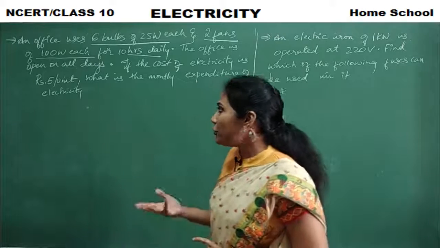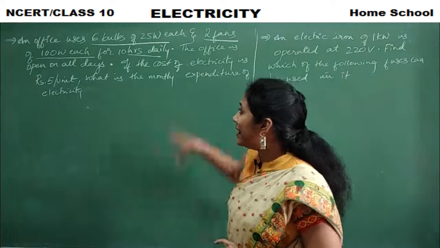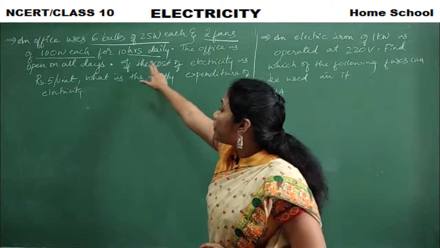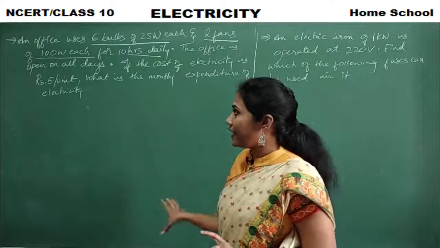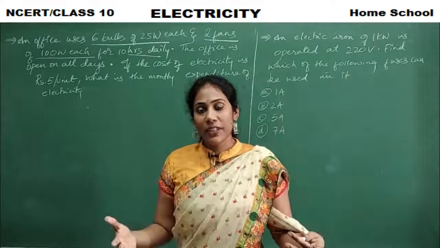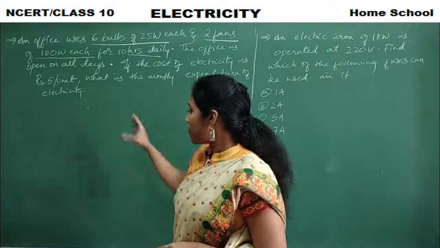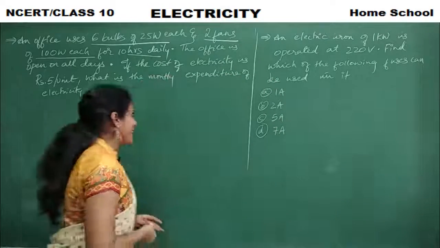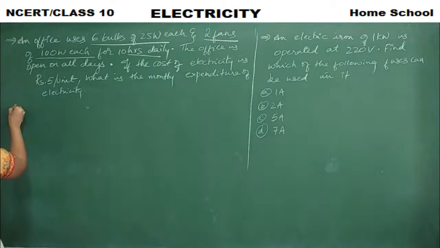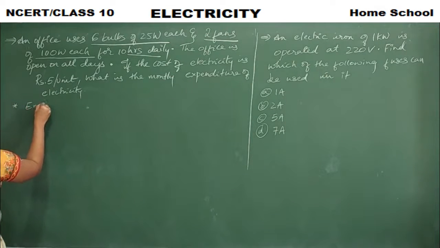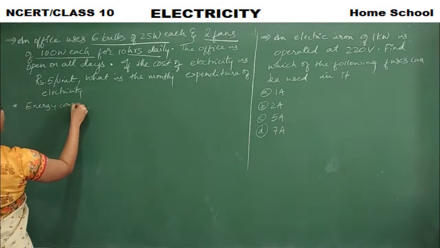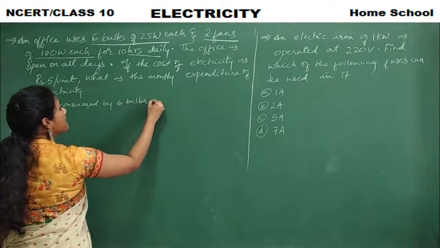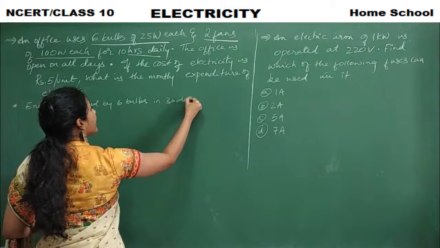Okay, so how to do? First, individually let us find the energy consumed by 6 bulbs and the energy consumed by 2 fans separately in 30 days. Later add the total energy. So 1 unit is this much, so for the total units, how much? Very simple, right? Let us do it. First point is energy consumed by 6 bulbs in 30 days. That's what I am going to find out.